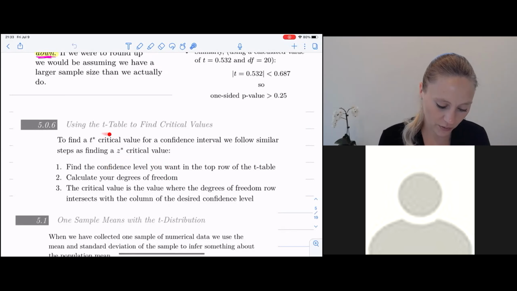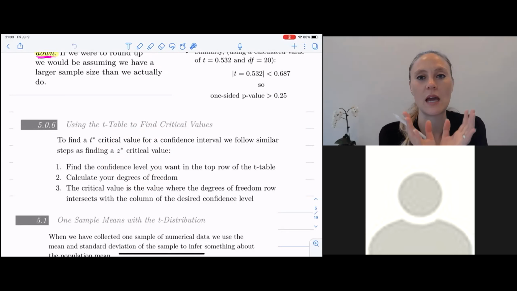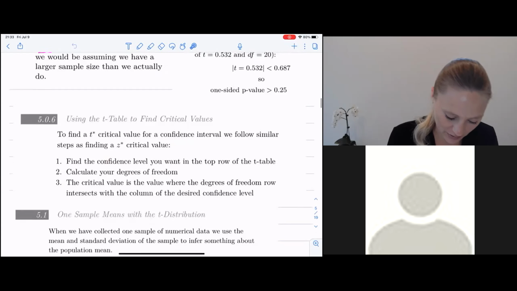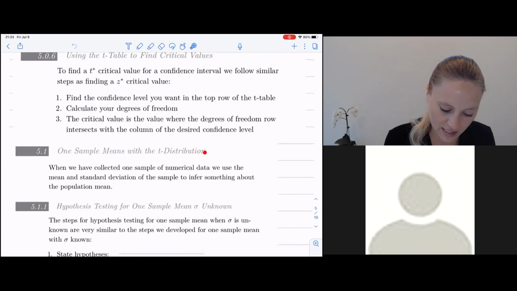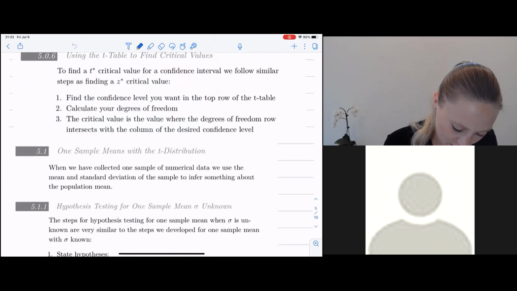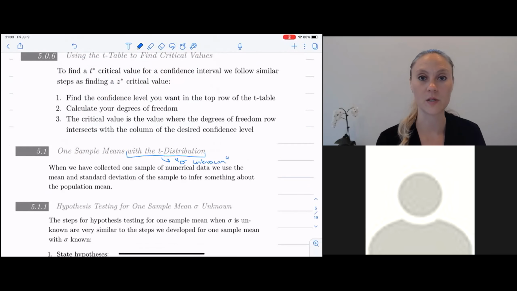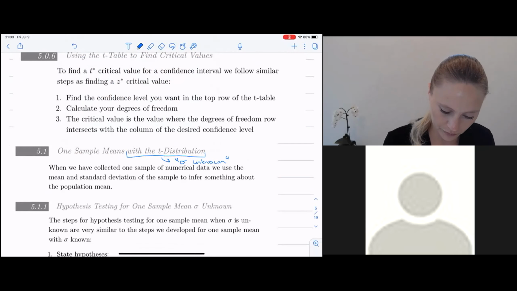Okay. And we will go through and do a confidence interval, and maybe I should have saved this for then, but here I'm just introducing everything that you need to know about the t-table and the t-distribution. And I think we're ready to actually start talking about one sample means with the t-distribution. The t-distribution is really just saying this means sigma unknown, right? Because we're now using the sample standard deviation instead of the population standard deviation.